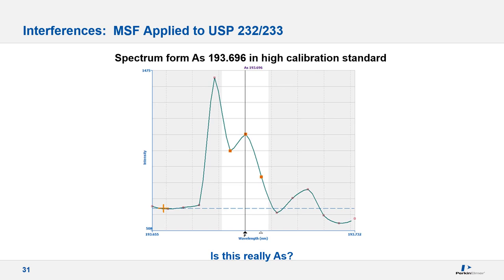When a multi-element calibration standard is run and arsenic 193 is monitored, this is the resulting spectrum, which we see for arsenic 193. A peak appears near where the arsenic 193 peak is expected, but we don't know if this is really arsenic. Could it be a slight peak shift, or is there an interference? To find out, we have to run individual single element standards.